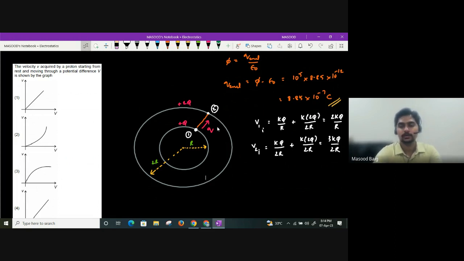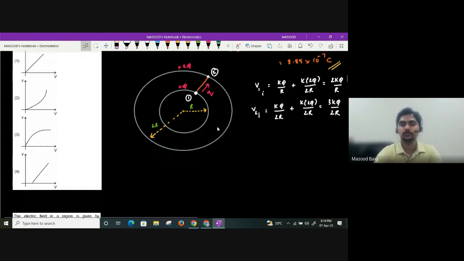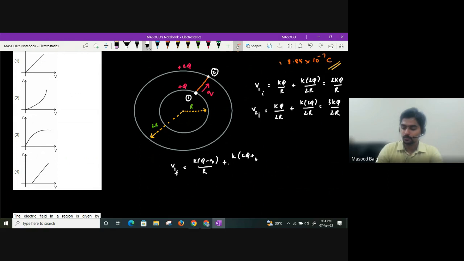Now what will be the final potential? Sharing of charge will take place until both of them attain the same potential, or not? Yes. So what can we write here? Finally, if I consider V1 final, if small q charge has flown, what will be the charge on this? So I can write k into capital Q minus small q divided by R plus k into 2Q plus small q divided by 2R. Similarly, what will be the potential on the second surface? Same thing again. k into Q minus q divided by 2R plus k into how much? 2Q plus q divided by 2R.